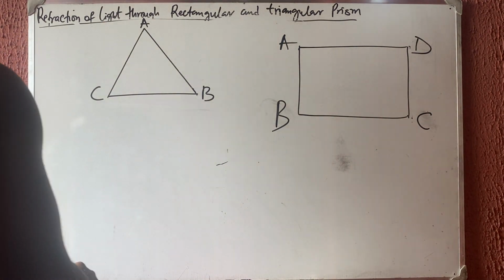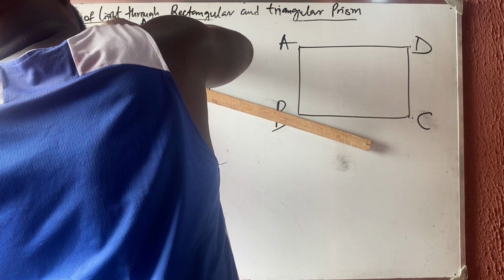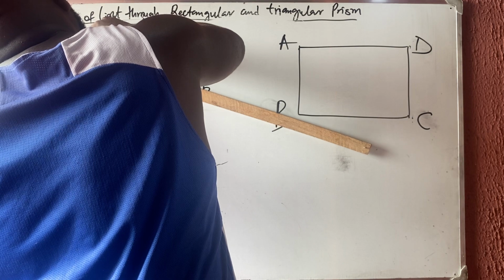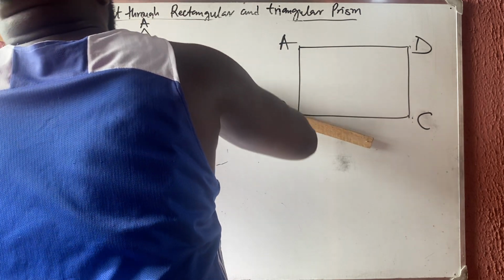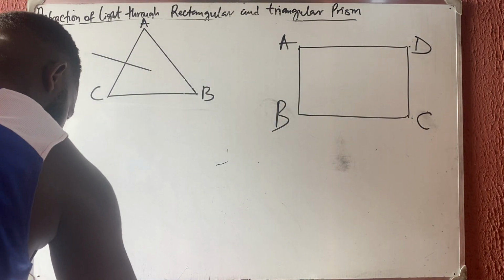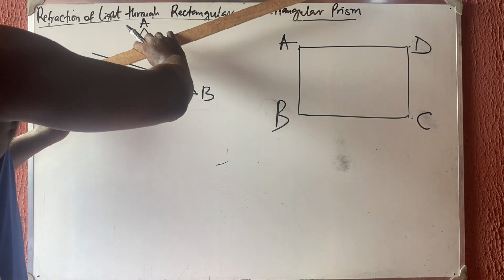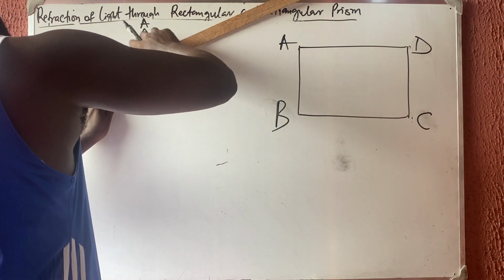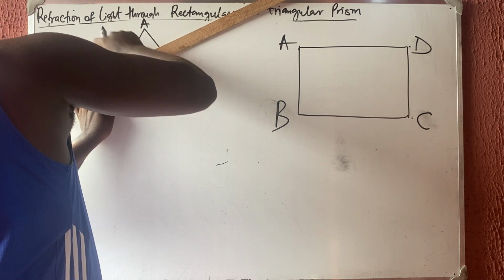Now, let's have a normal here. This is our normal. Just don't mind my drawing anyway. I'm not really that good at drawing. Now, if we have our normal, we'll have a ray of light coming this way.